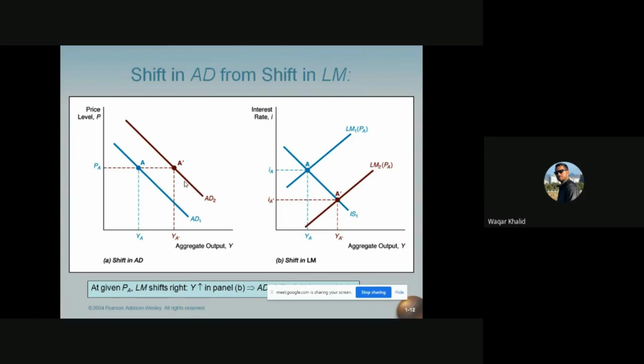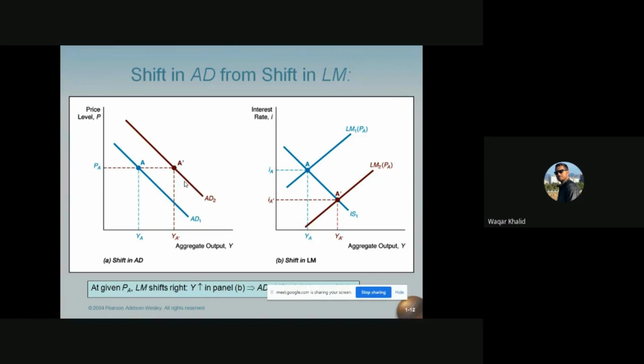Very simply, as you know, shifts in the LM curve are caused by either an autonomous change in money demand or a change in the money supply. There are actually two factors shifting the position of the LM curve. Number one, an autonomous change in money demand. Number two, a change in the money supply. So these are the two factors due to which the LM curve can change its original position.